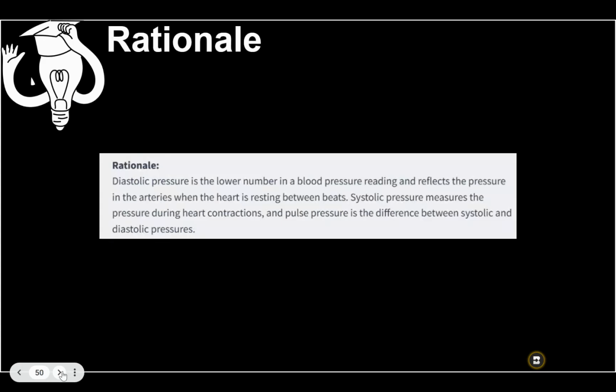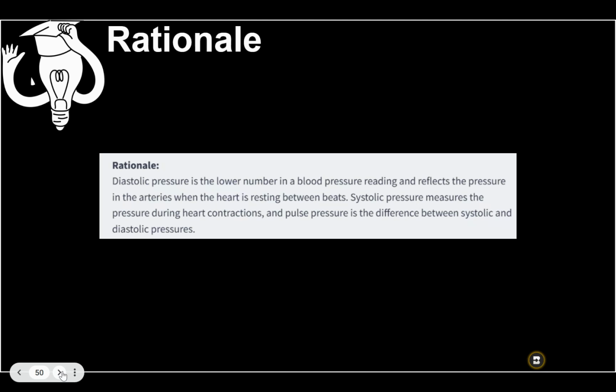The diastolic pressure is the lower number in a blood pressure reading, and it does reflect the pressure in the arteries when the heart is resting between beats. The systolic pressure measures the pressure during heart contractions, and the pulse pressure is the difference between systolic and diastolic pressures. We're measuring a blood pressure on a patient.